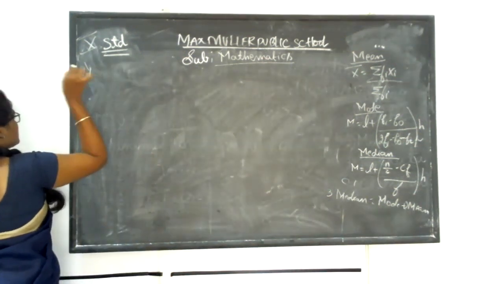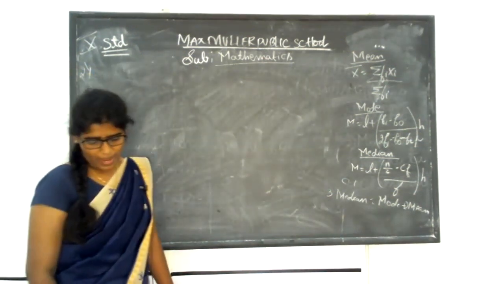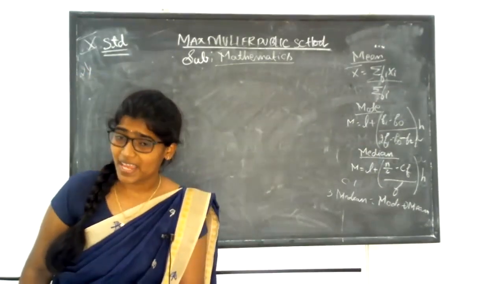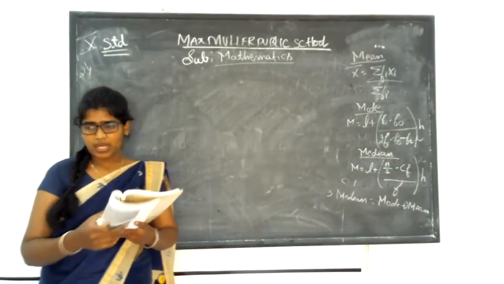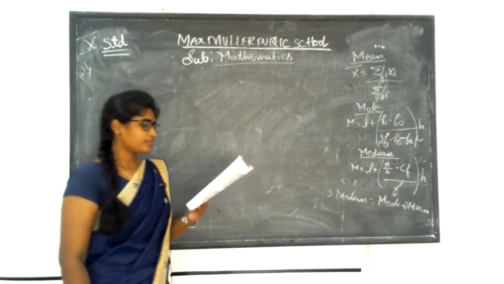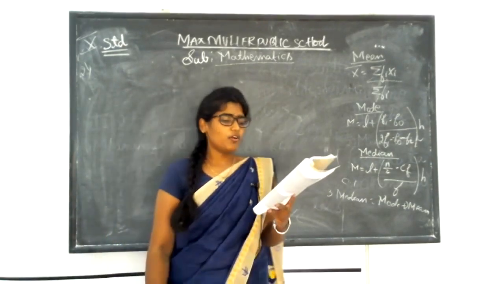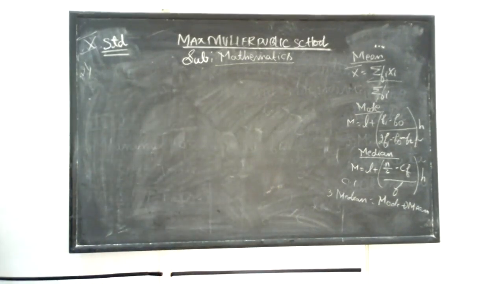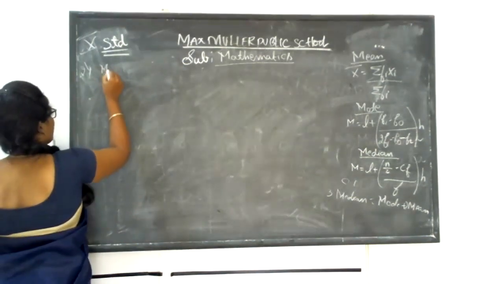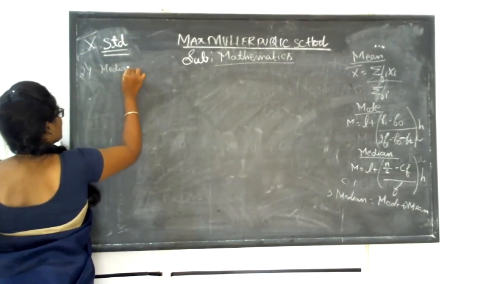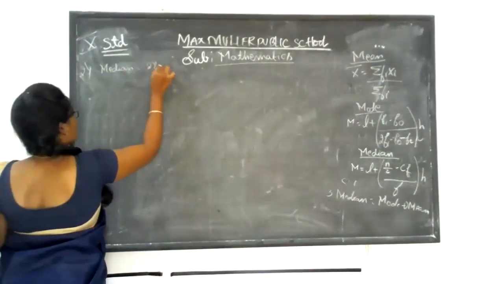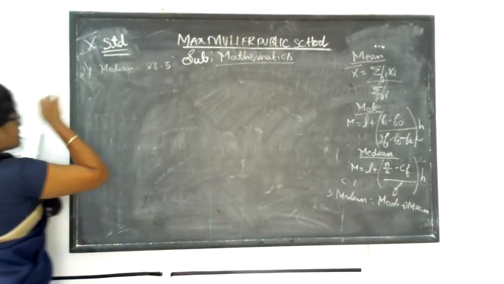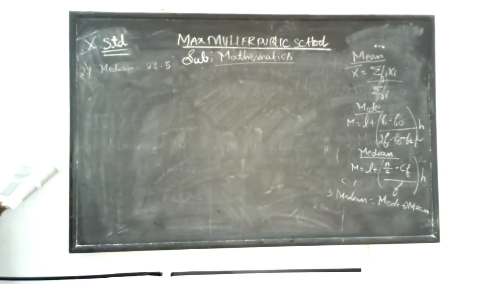See the second problem. What you have in the frequency tabular column? You have x and y unknowns. Correct? So we are going to find out that. If the median of a distribution given below is 28.5, what is the median they have told? It is 28.5. Find the value of x and y. So they have given the median value. Median value is how much? 28.5.